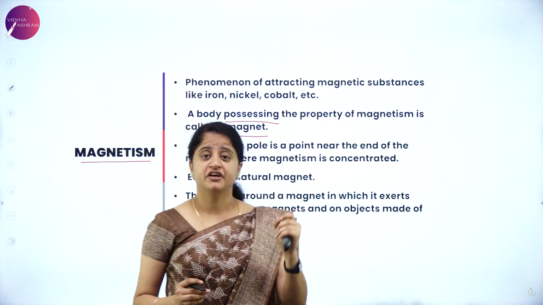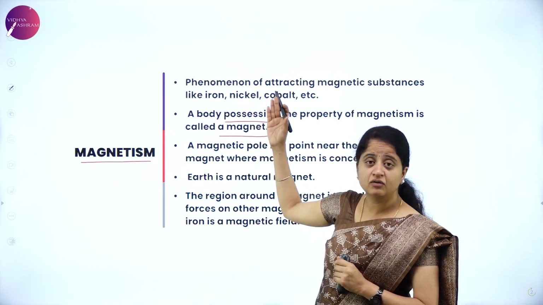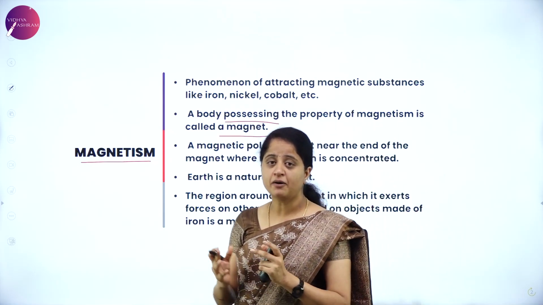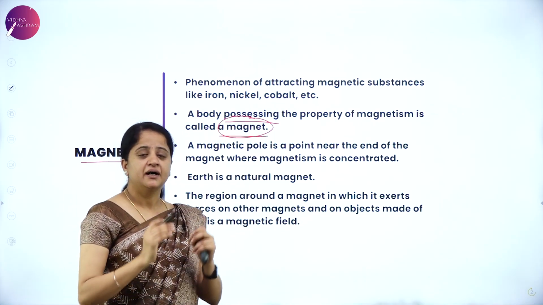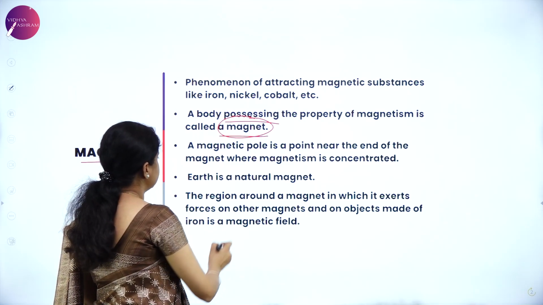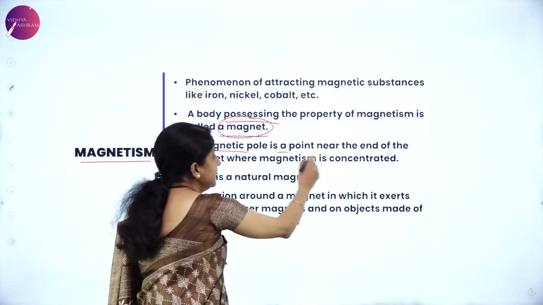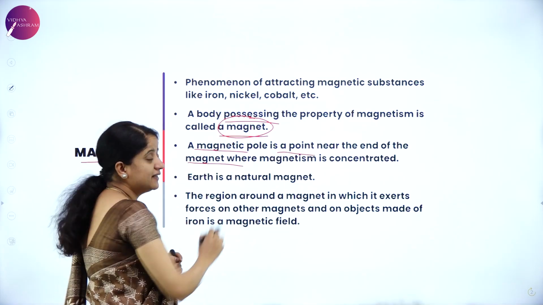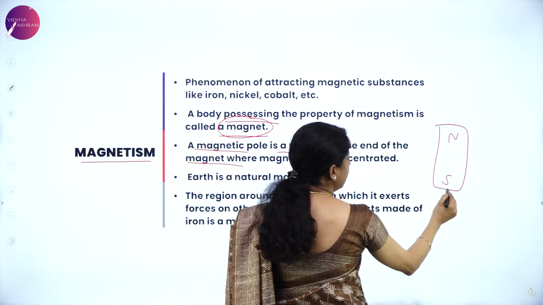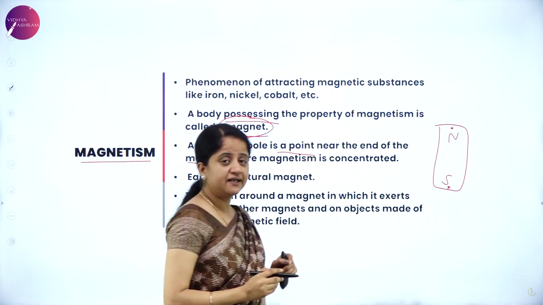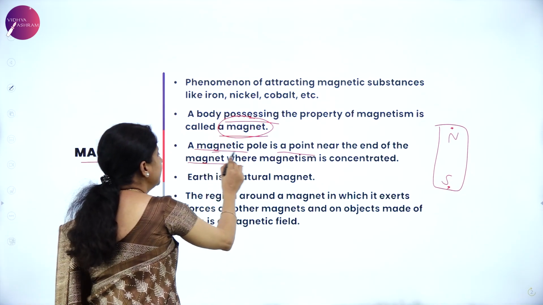Magnetism is nothing but a phenomenon of attraction. So the phenomenon of attraction of particles like iron, nickel, cobalt, and the body which possesses this property we call a magnet. As I told you, the word magnet is derived from the name of a place called Magnesia in Greece. A magnetic pole. What do you mean by this term? A magnetic pole is a point near the end of the magnet where magnetism is concentrated. Suppose we consider a bar magnet, the ends or poles of a magnet where the magnetism is concentrated are called magnetic poles.